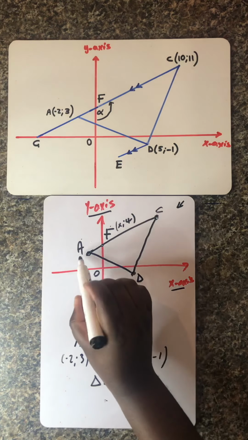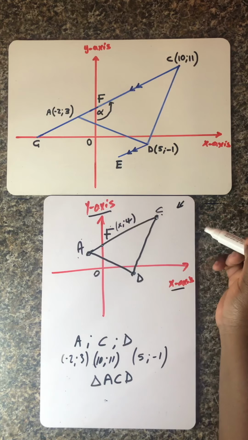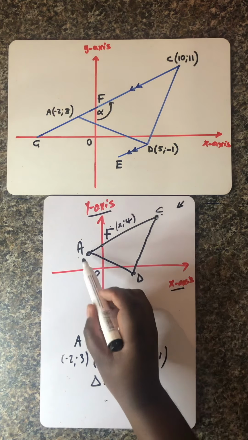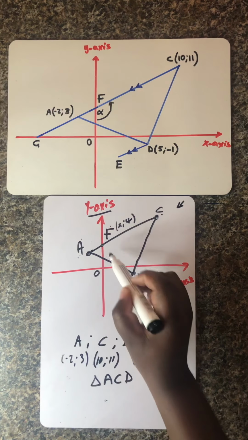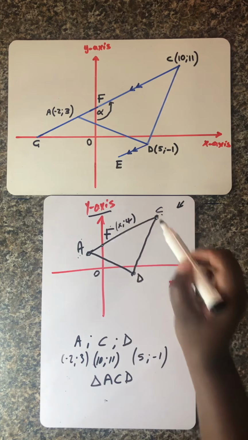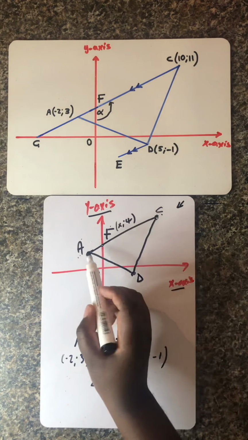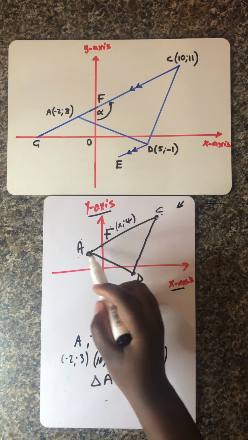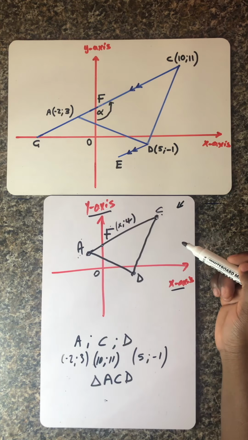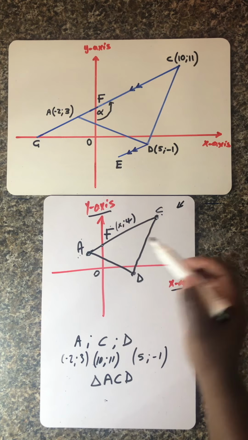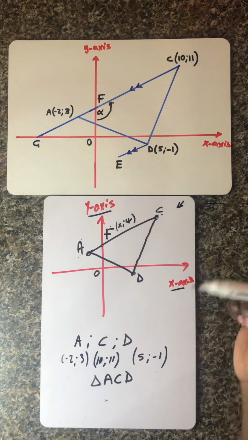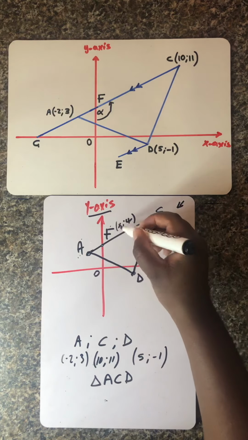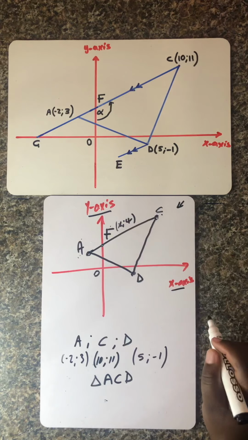So, for example, you've got the coordinates of A and C. Because A, F, and C are collinear, the gradient of AF is equal to the gradient of FC. So you can equate the gradient of AC to the gradient of FC, and you substitute the coordinates into that formula, where you will be solving for the X value of F.